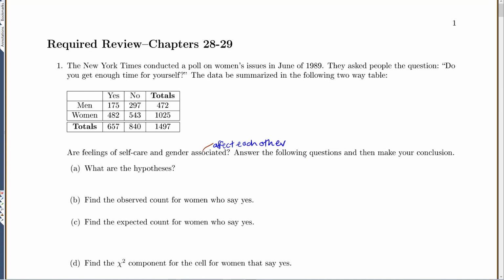Okay, so first of all, I look at this and I say, we want to know, do they affect each other? So what test are you going to use? If we want to know if they affect each other, this is going to be a chi-square test of independence, because we know how to do two chi-square tests and they're pretty similar but just a little different. So it's useful to be able to tell which one's which.